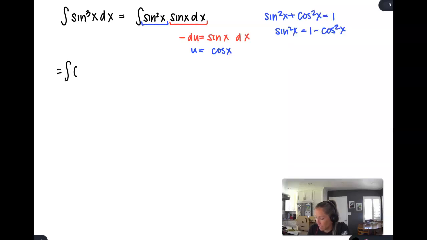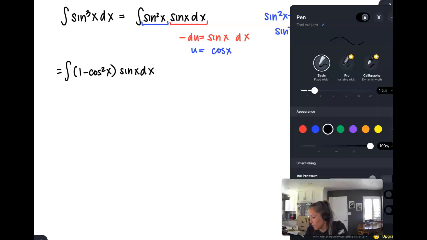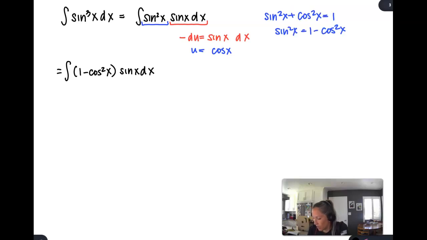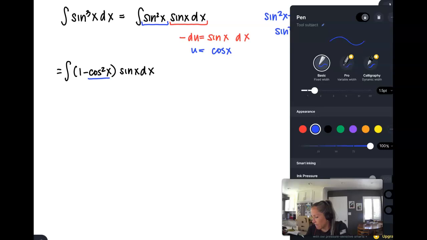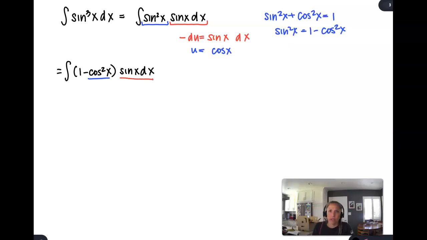We're going to replace that sine squared with a 1 minus cosine squared x from our Pythag identity. Leave that sine x dx. And now if we go back to our u and du, we've got our u and we have our du. Now, a lot of y'all got really creative and wanted to replace the whole 1 minus cosine squared or something else. We are only going to replace the cosine here. That's kind of the whole point.